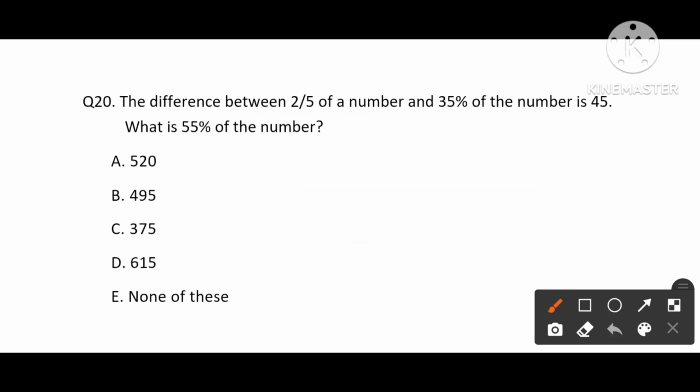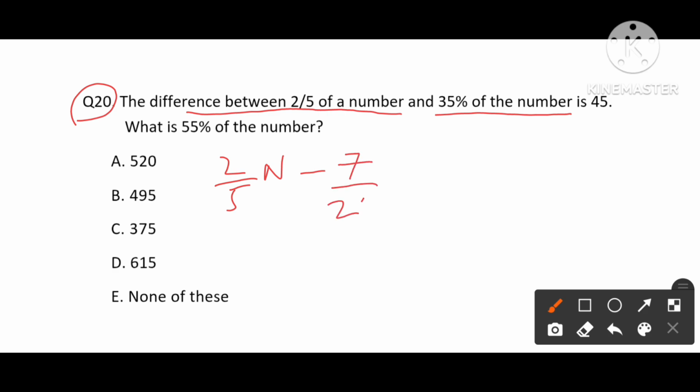Now we are going to see question number 20. The difference between 2/5 of a number and 35% of the number is given as 45. 35% means 7 by 20 times the number. So from this we can find the value of n, and we need to find 55% of the number. So here the base is 20.